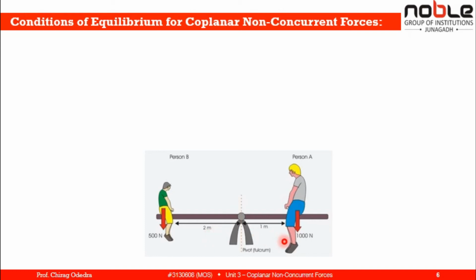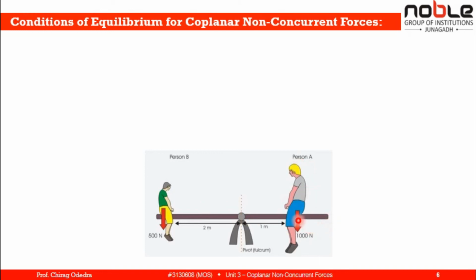Now what about other conditions? If person A slides rightwards, then the distance is greater than 1, so the moment will be greater than 1000 Newton-meter. So this seesaw will go in this direction, that is, this side will go downward.